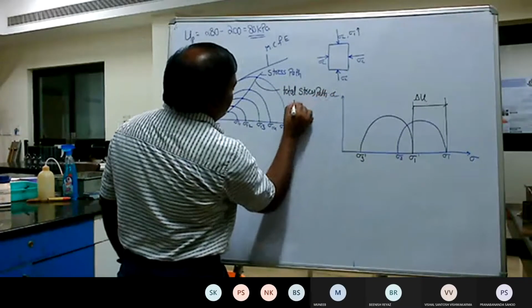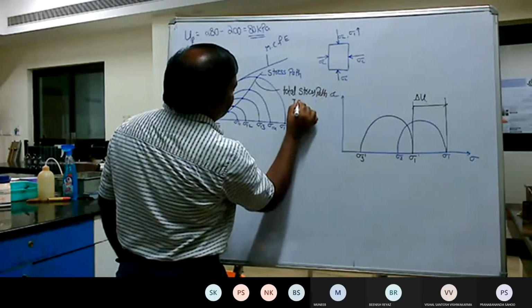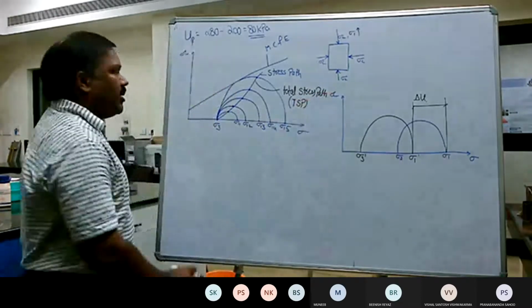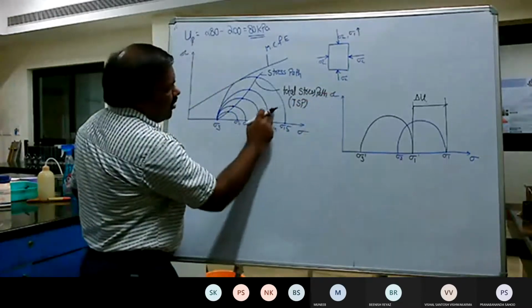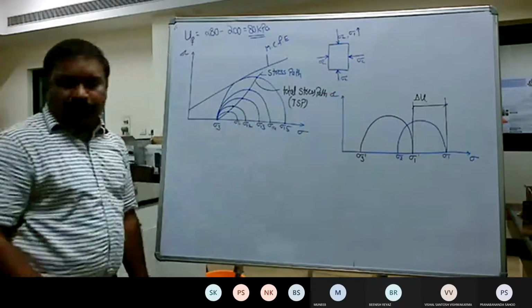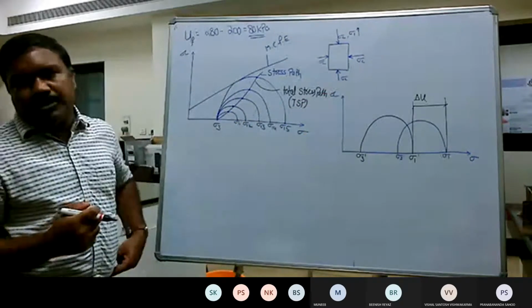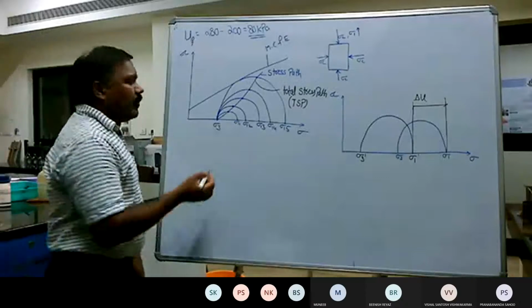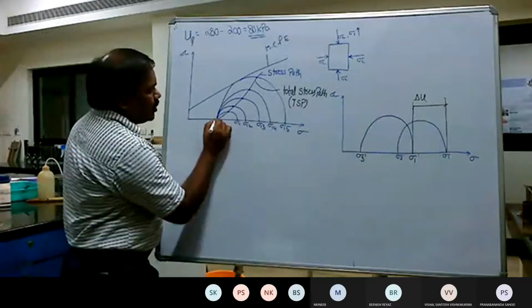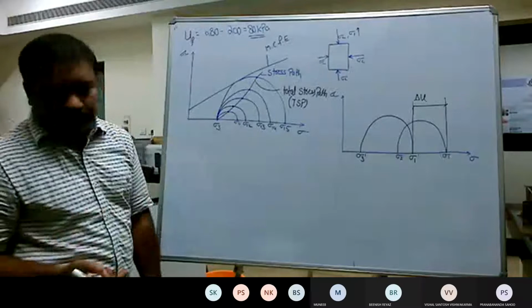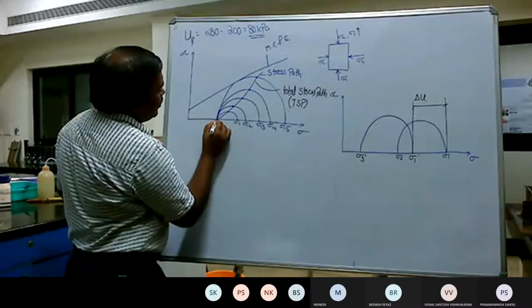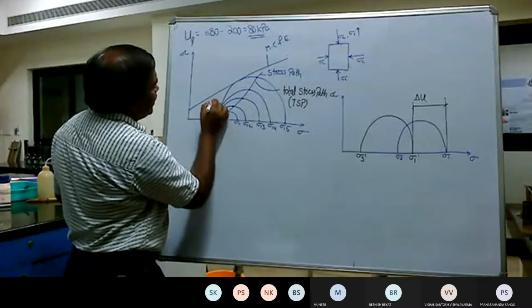Or in short, it is written as TSP, total stress path. Now just imagine, after increment of every load, you are also measuring the pore pressure parameter. Now what will happen? Your stress path will follow a different route. In that case, this is the total stress path. So your stress path will be something like this.